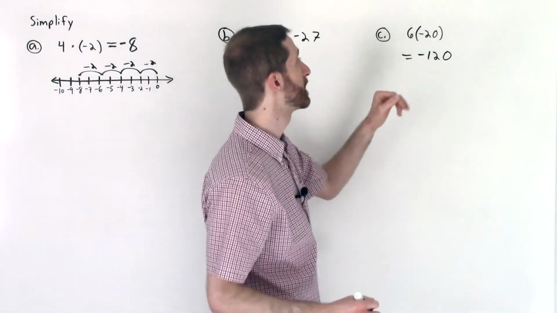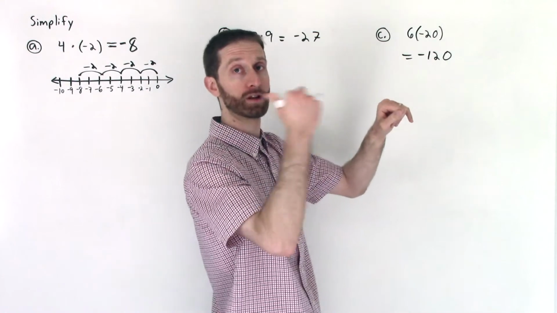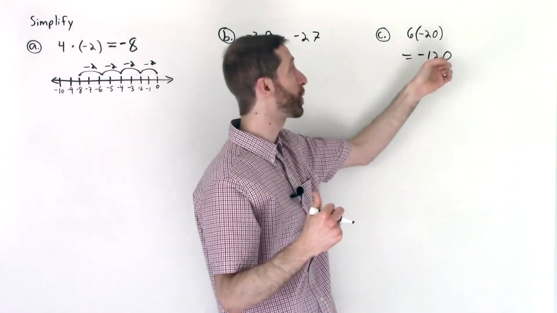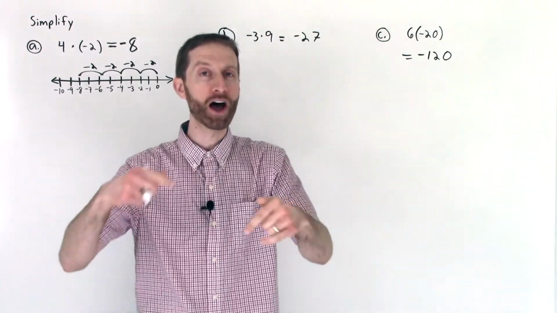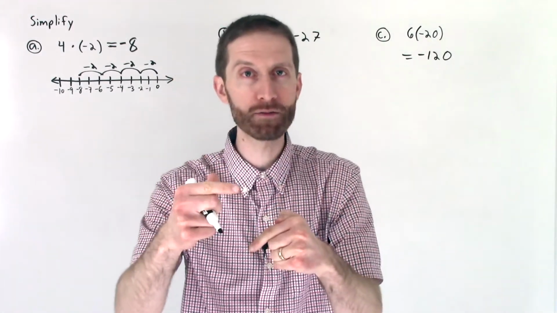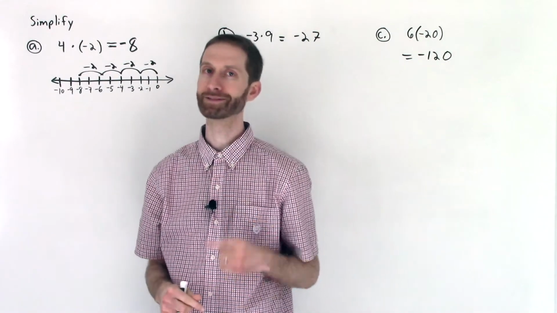Again, it makes sense because you're going to the left 20, 6 times. 1, 2, 3, 4, 5, 6 groups of 20, all to the left, left 120. There you have it, folks. A negative times a positive is a negative, or a positive times a negative is a negative. Get that one down.